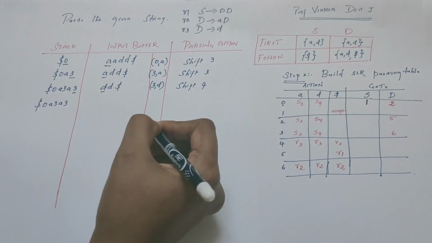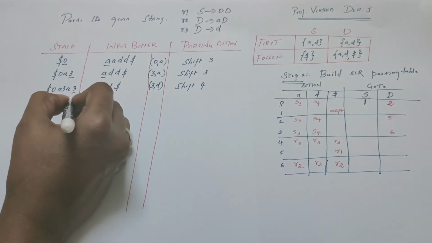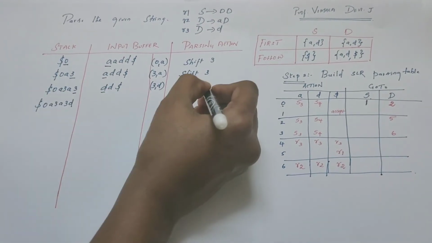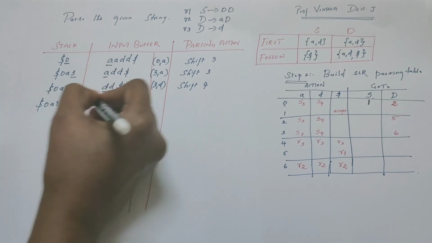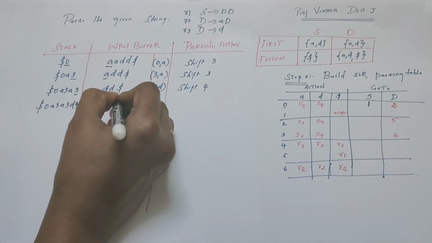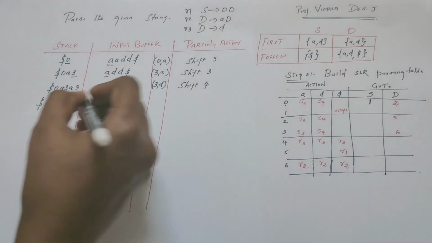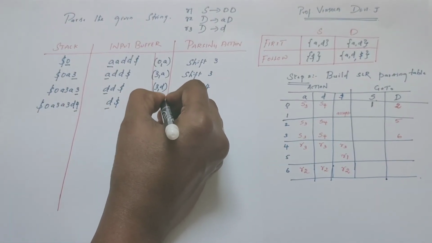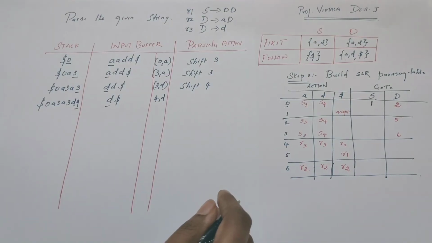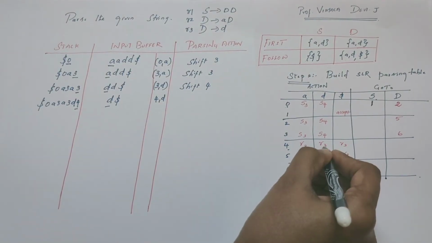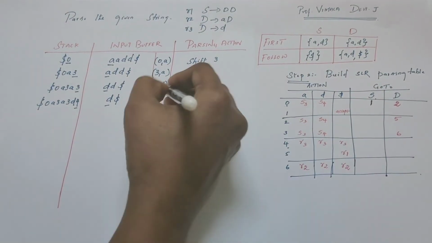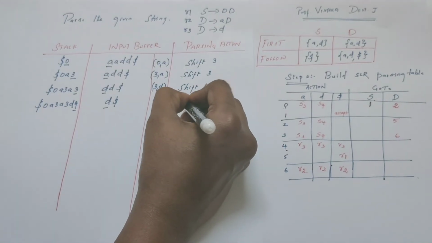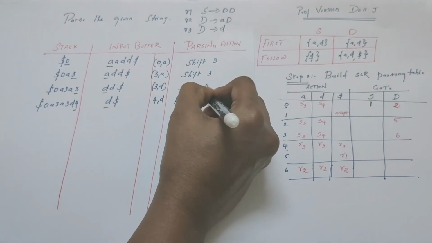$0A3A3 is already there. Shift the symbol from the input buffer. Also shift the state number, which is 4. The remaining input content is $. Now check for the combination 4, D. When we check for the combination 4, D, it says R3. It means reduce by rule 3.